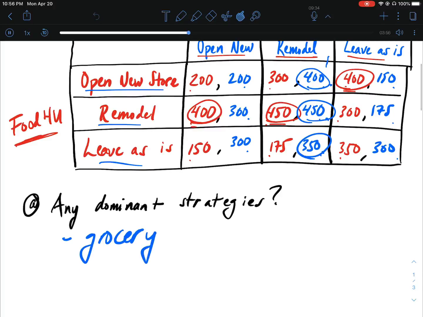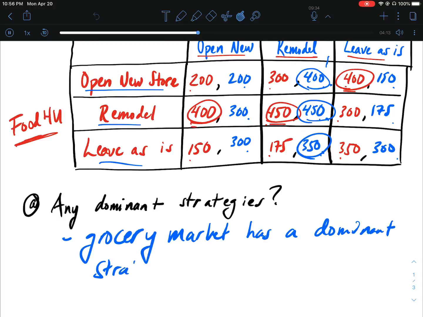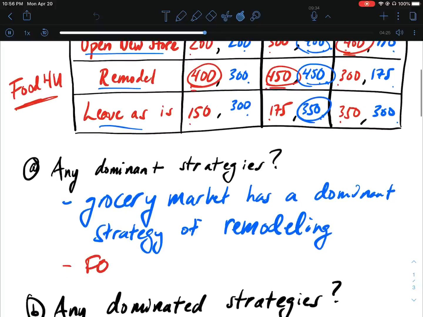However, Grocery Mart is a different story. Grocery Mart always chooses to remodel. Because they always choose to remodel, they never choose to open a new store, and they never choose leave as is. For Grocery Mart, remodeling is the dominant strategy. Okay? So Grocery Mart has a dominant strategy, and it's to remodel. They always choose to remodel. And Food for You does not have a dominant strategy. Sometimes they choose to remodel, and sometimes they choose to open a new store.